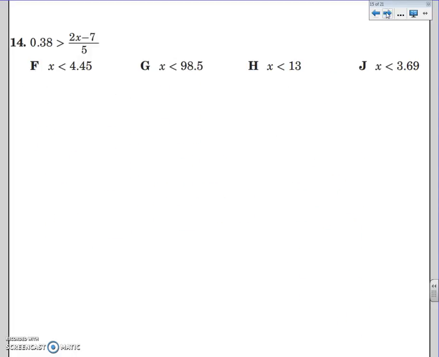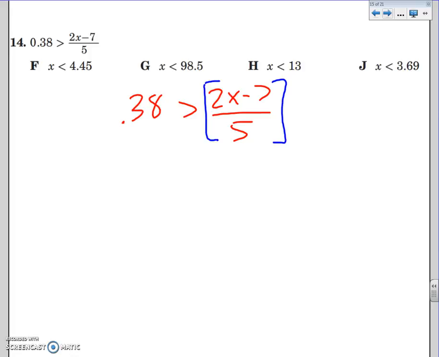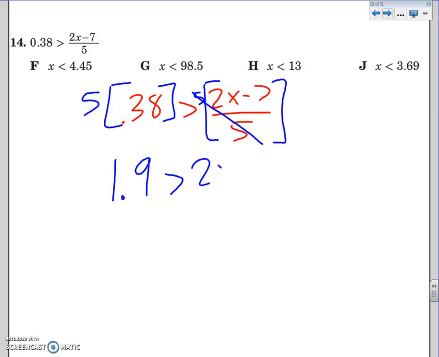Alright, 14. Solve this. Just basic algebra. I'll just rewrite this. 0.38 greater than 2x minus 7 or 5. Well, told you already, to get rid of fractions, you multiply each side by the denominator. This side by 5, this by 5. See, 150 plus 40, that's 1.9. It's greater than, those cancel. Alright, get x by itself.